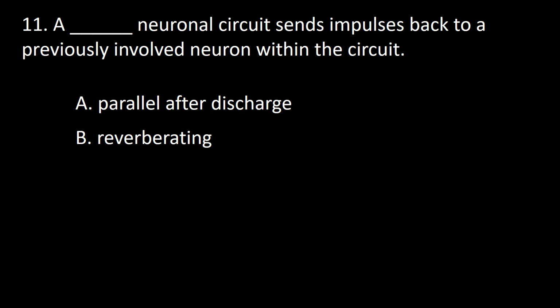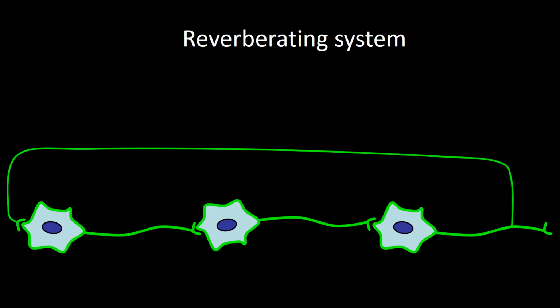A. Parallel after discharge, B. Reverberating. This is a representation of a reverberating system. A reverberating system sends impulses back to a previously involved neuron within the circuit.